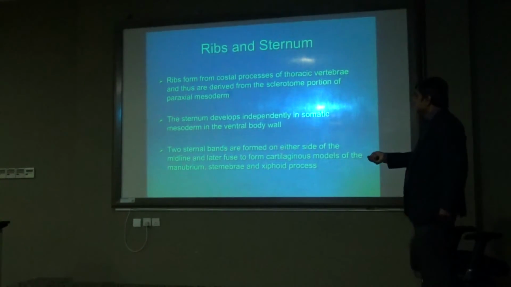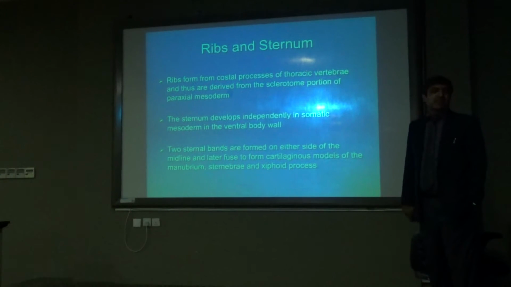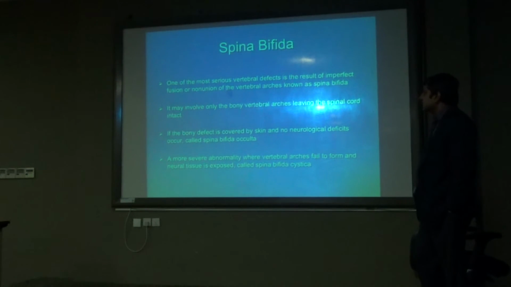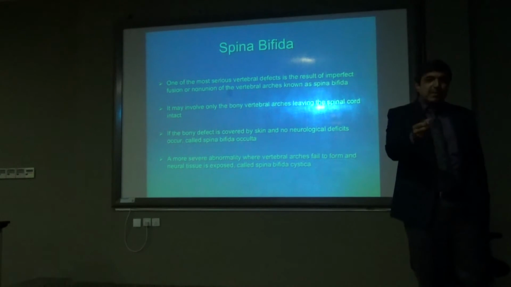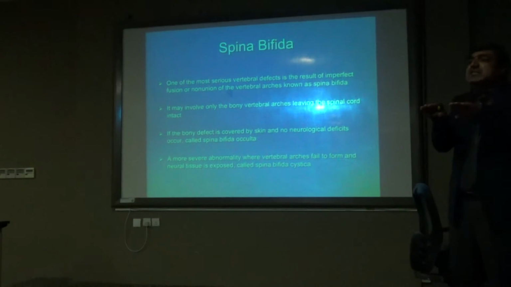Two sternal bands you can. Ribs form from costal processes of the thoracic vertebrae and are derived from the sclerotome portion of the mesoderm. Okay. Spina bifida, I already told you about this. When the vertebral column is deficient, the spine is not fused together, the space is left.